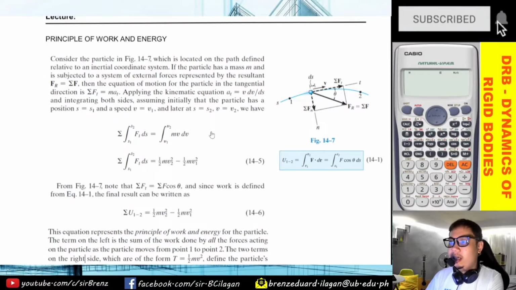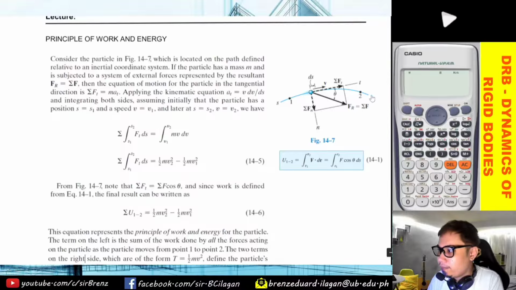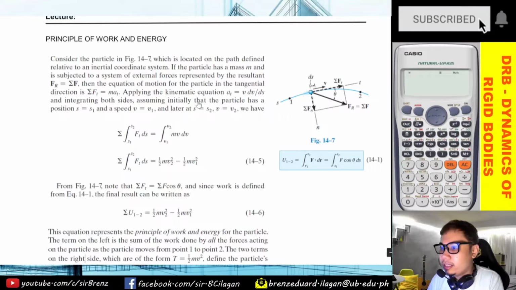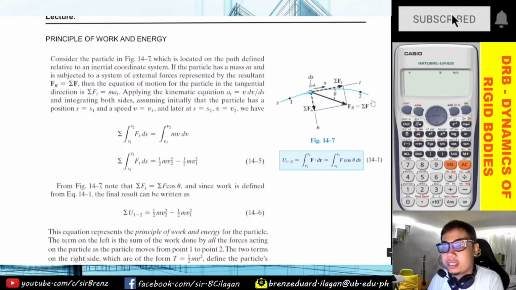Okay, so again, considering this figure, which is located on the path defined relative to an inertial coordinate system. Ayan. If the particle has a mass m, which hindi lang pinakita dito sa figure, and is subjected to a system of external forces represented by the resultant F sub r. So, due to the external force applied do'n sa particle mo, nagkaroon siya ng resultant force denoted by F sub r. So, that is the summation of all forces F.